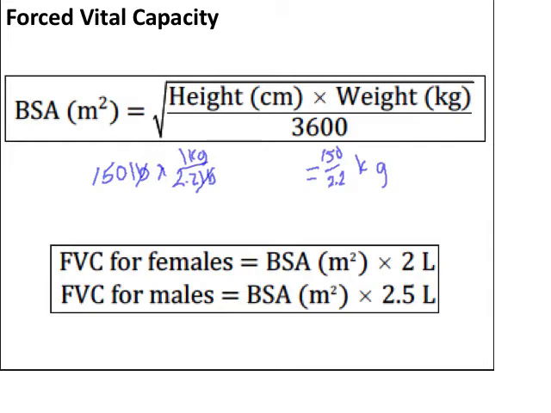Then you want to use the following equation to estimate your forced vital capacity. That's the equation on the bottom. Your height in centimeters you got from the tape measure. Your weight you can compute by converting pounds to kilograms. You plug that into the formula and you get your BSA. And then you obviously record your sex and you use the appropriate formula.